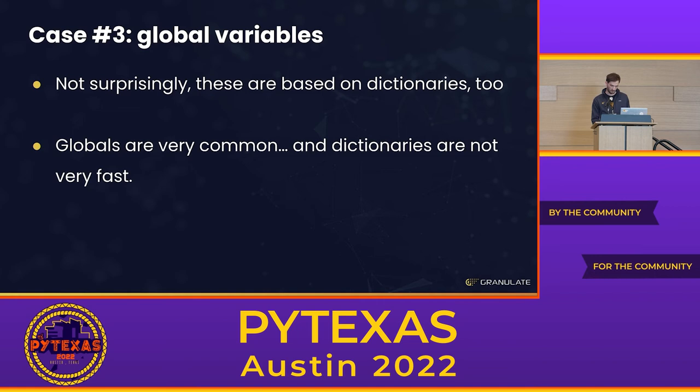A function defined in a module has its globals attached to the dictionaries of the module. So a global variable access is basically lookups in the dictionary of that module. Now, globals are very common, and as we've seen so far, dictionaries are not very fast. Loading global variables has been taking a significant portion of standard Python applications, so a solution was sought.